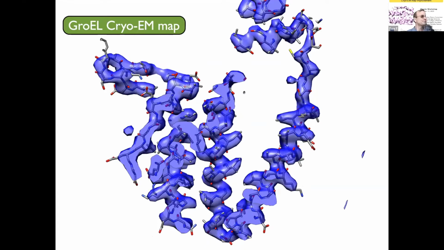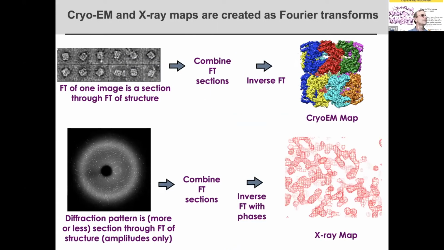And actually, both of them come as Fourier transforms. The Fourier transform of one of these images is a section through the Fourier transform of the structure. You don't have to really understand all of that, but the key is that we're dealing with Fourier transforms for a Cryo-EM map. And in X-ray, it's very similar. One diffraction pattern is more or less a section through the Fourier transform of the structure. Whereas in X-ray, you only get the amplitudes. So to get an X-ray map, you combine the sections to make a 3D picture, you get the phases some other way, and you do an inverse Fourier transform, and you get a picture.